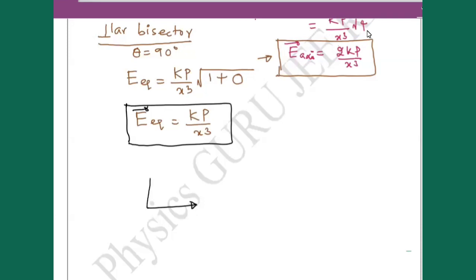This is nothing but E equatorial. This is E axial. E perpendicular is nothing but E perpendicular, right? So if I take this, this will be E net. If I want to calculate, this will be at an angle of alpha, right? E net. So if I want E net, just use the concept of parallel shift.